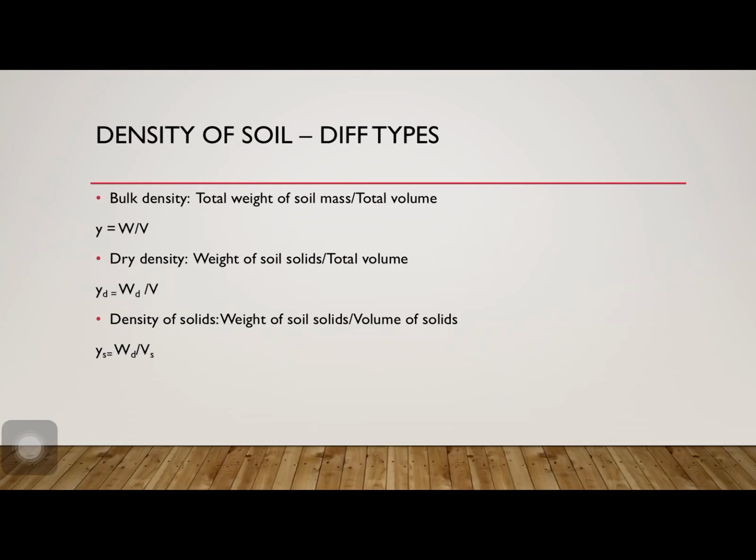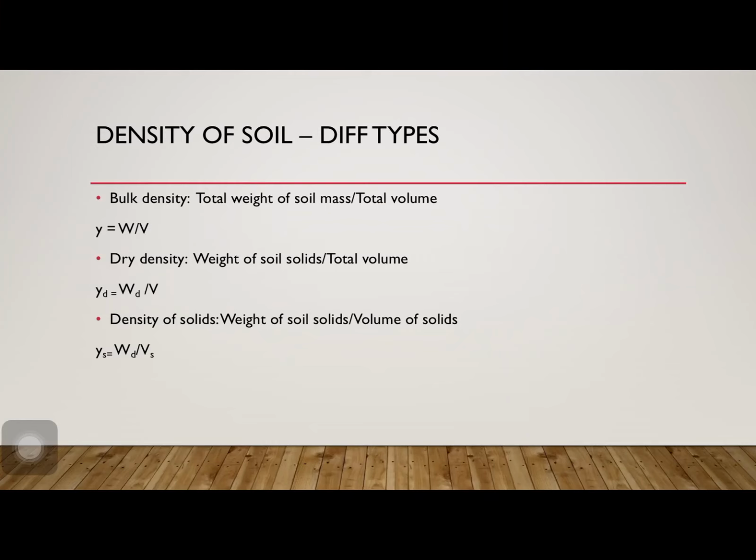Next is dry density. So from the name itself, it's pretty much clear, right? So dry density, it's the weight of the soil solids divided by the total volume. So YD is equal to WD divided by V.